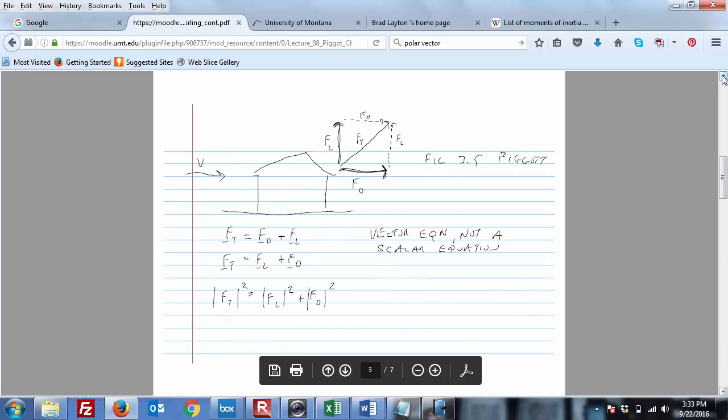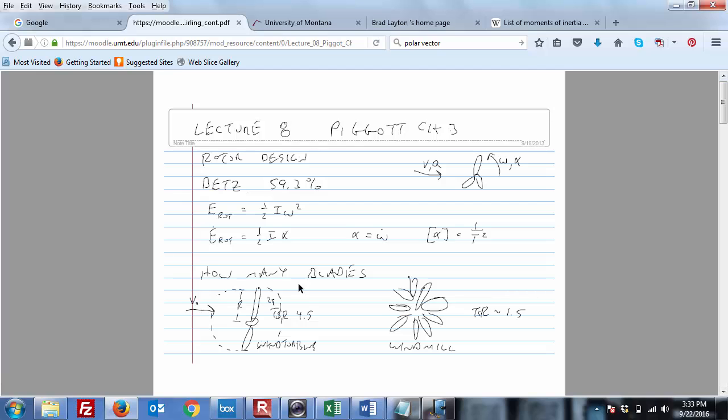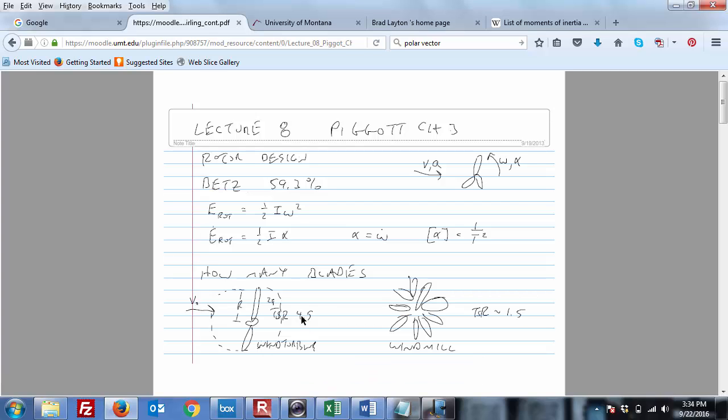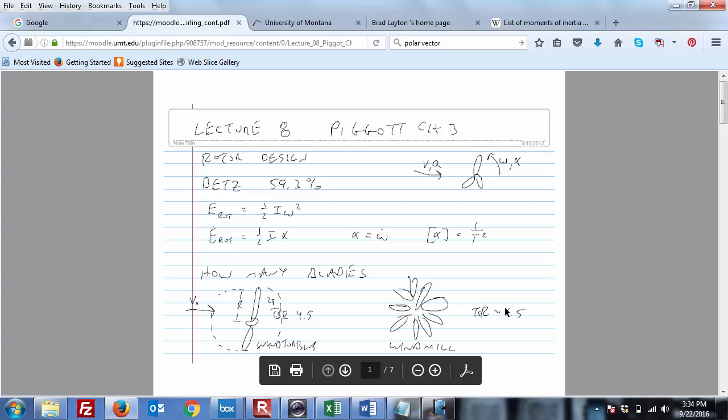I'm also making the point here that a wind turbine typically has fewer blades. A windmill is typically going to have more. The tip speed ratio might be 4.5. So the tips of these blades are going to be going faster than the wind, maybe 4.5 times faster, whereas the tip speed ratio in a windmill is going to be lower.